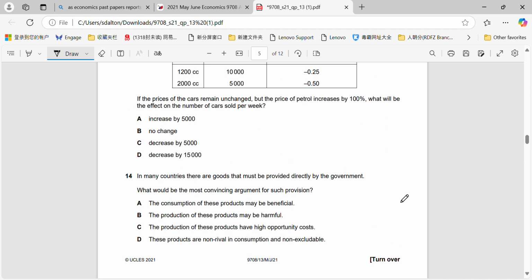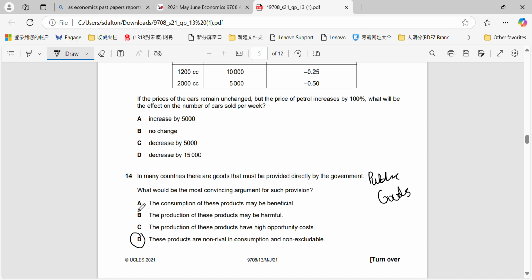Question 14. In many countries there are goods that must be directly provided by the government. Okay, very simple. We are talking here about public goods, which will be non-excludable and non-rivalrous. What would be the most convincing argument for such provision? We can see it in D, non-rivalrous and non-excludable, which means the private sector cannot charge a price for them, which means the public sector has to provide them.